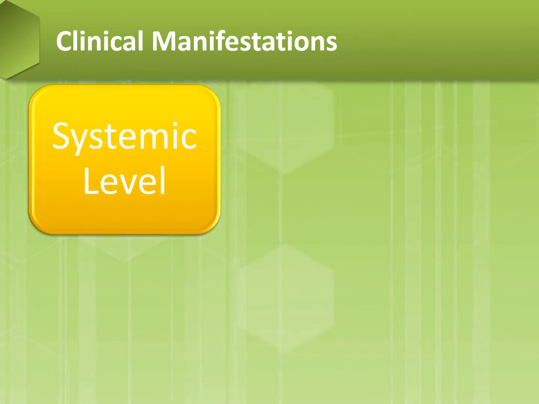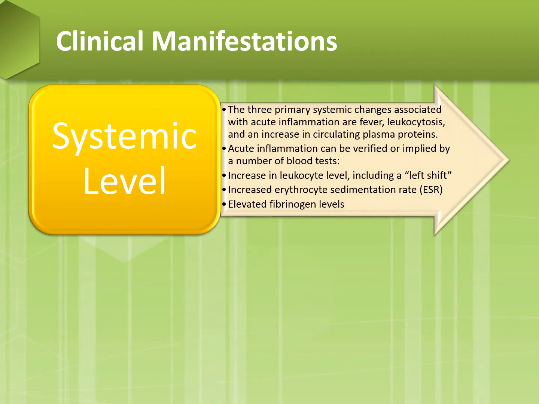Let's discuss the clinical manifestations at the systemic level. The three primary systemic changes associated with acute inflammation are fever, leukocytosis, and an increase in circulating plasma proteins. Acute inflammation can be verified or implied by a number of blood tests. There's an increase in leukocyte level, including a left shift, an increased ESR, and an elevated fibrinogen level.